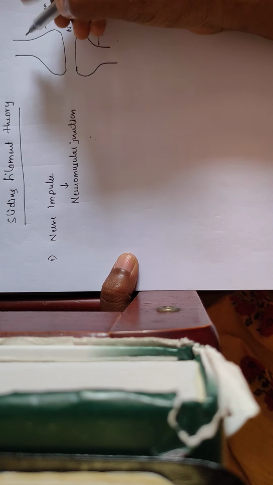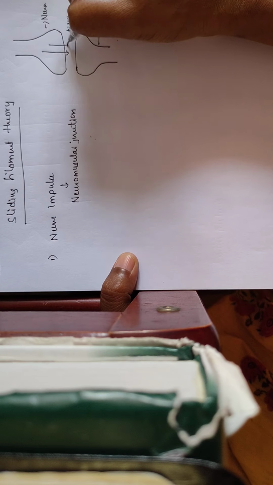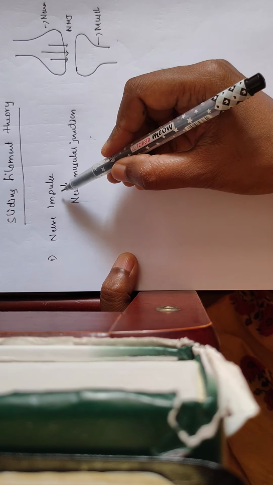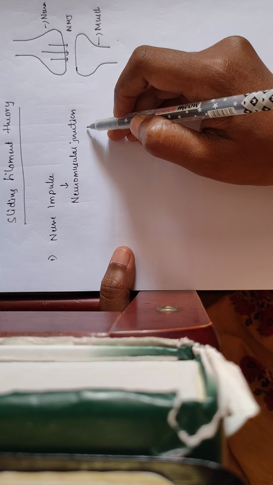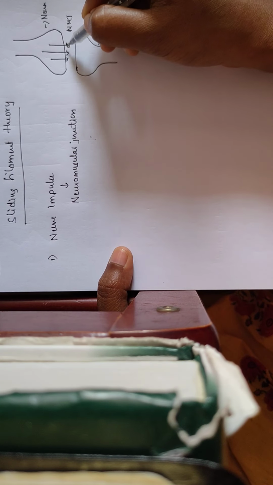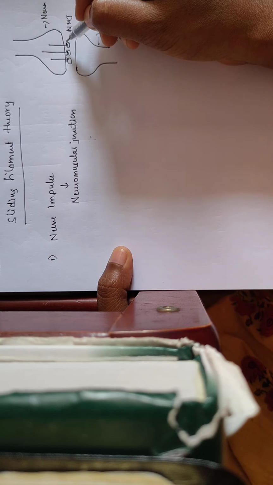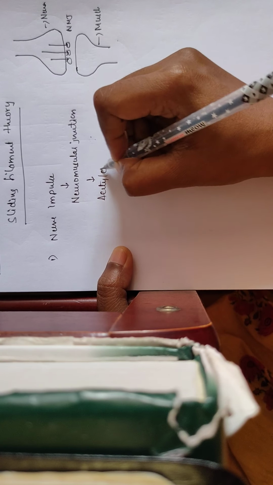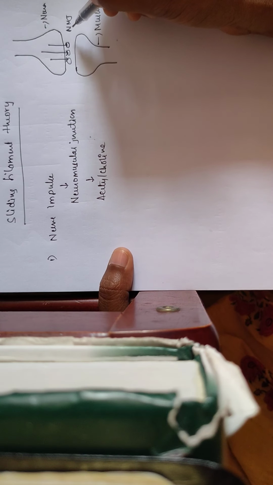This is a neuron, which will be carrying the impulses with the help of neurotransmitters. The nerve impulse from the neuron, once it reaches this neuromuscular junction, releases a neurotransmitter that you will call acetylcholine. The acetylcholine neurotransmitter is released at the junction.